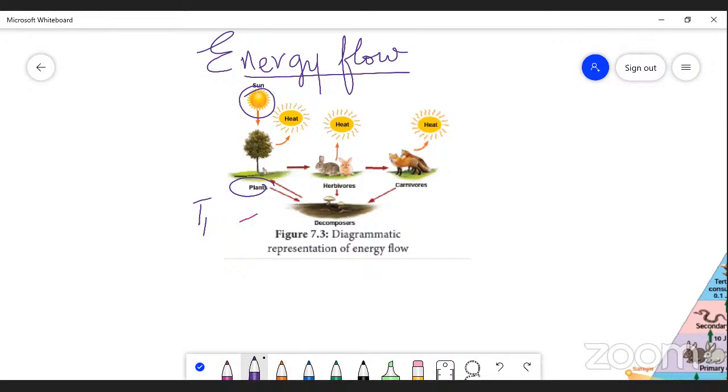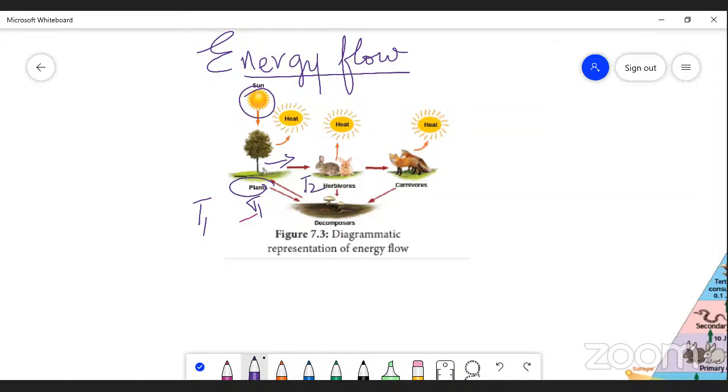the members of T1 or trophic level 1 in an ecosystem prepare food material by utilization of light, carbon dioxide, water, and minerals from the soil, right? With the help of all those raw materials, the green plant synthesizes food material. After synthesizing food material, the energy of food is transferred from trophic level 1 to trophic level 2.